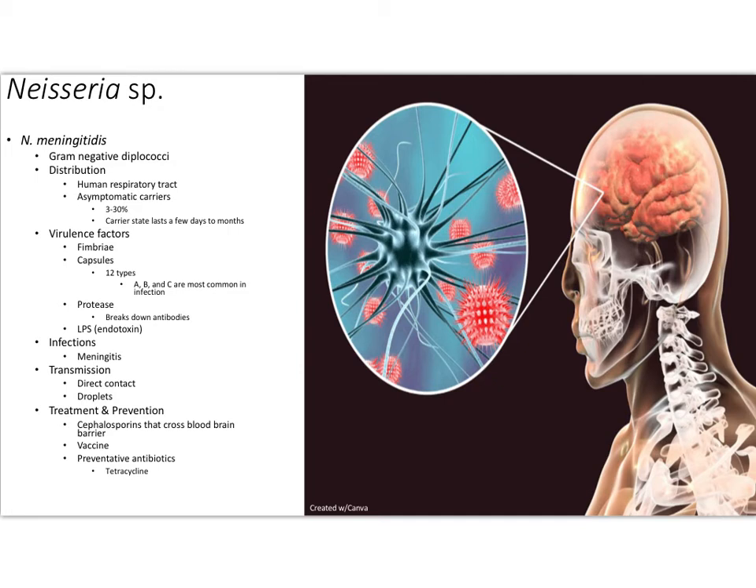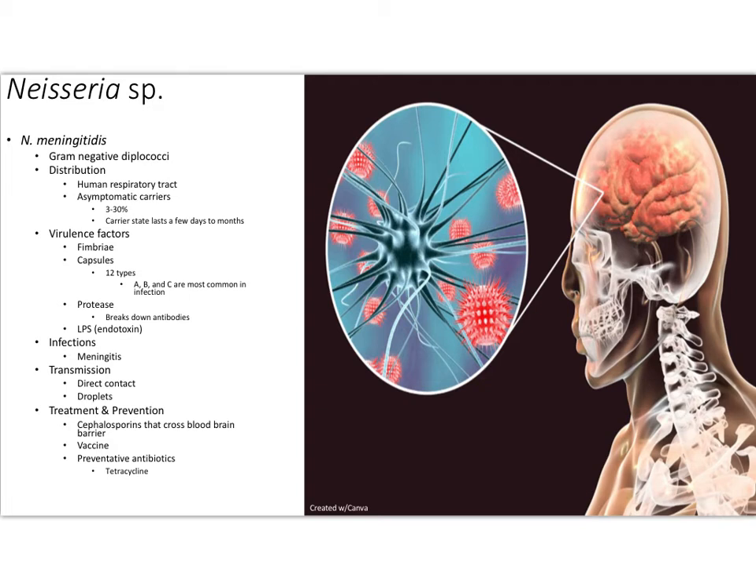It also has the ability to produce a capsule, and there are 12 different types of this capsule. So person A in a population could be carrying this type of bacteria with capsule type A. Person B could be carrying this type of bacteria with capsule type B. Person C could be carrying it with capsule type C. Person D could be carrying it with a different capsule type. Basically, these different variations in capsules give the bacteria a little bit more of an advantage in terms of causing disease, because that means that we would need to produce different types of antibodies for each type of capsule to help fight it off.